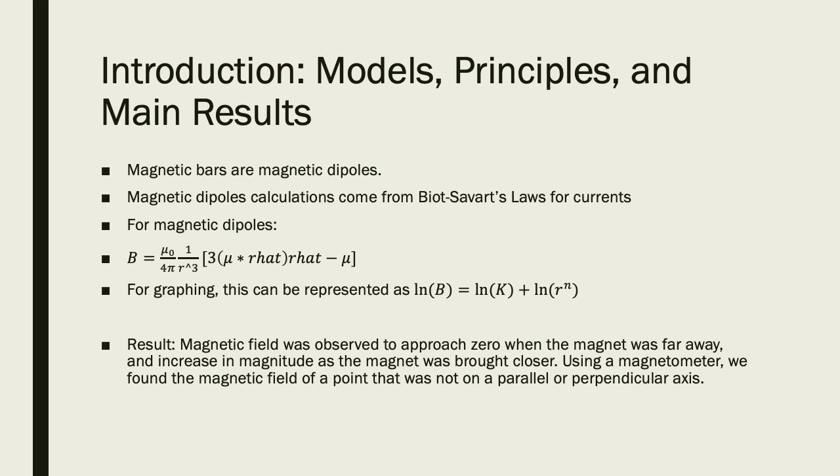For graphing, this can be represented as the natural log of B is equal to the natural log of k plus the natural log of r to the n power, which can be simplified to n times the natural log of r. The result we found was that the magnetic field was observed to approach zero when the magnet was far away and increased in magnitude as the magnet was brought closer. Using a magnetometer, we found the magnetic field of a point that was not on a parallel or perpendicular axis.